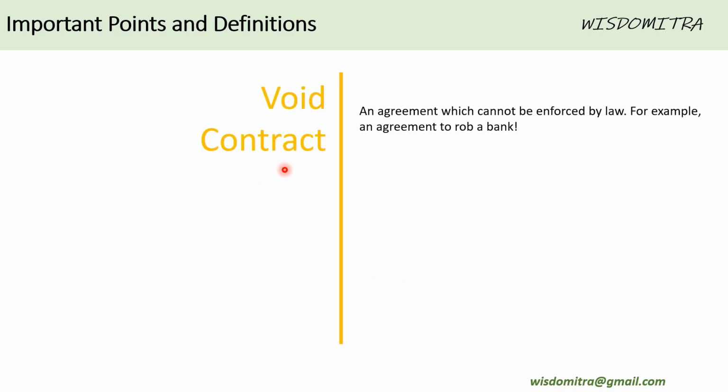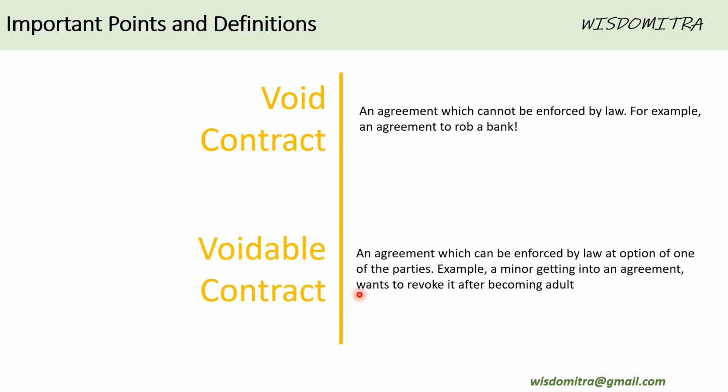What is void contract? Any agreement which cannot be enforced by law, that is, an illegal agreement, is called as void contract. For example, an agreement to rob a bank. For example, if two persons get into a contract and say that we would be robbing a bank, then that contract cannot be enforced in court of law.